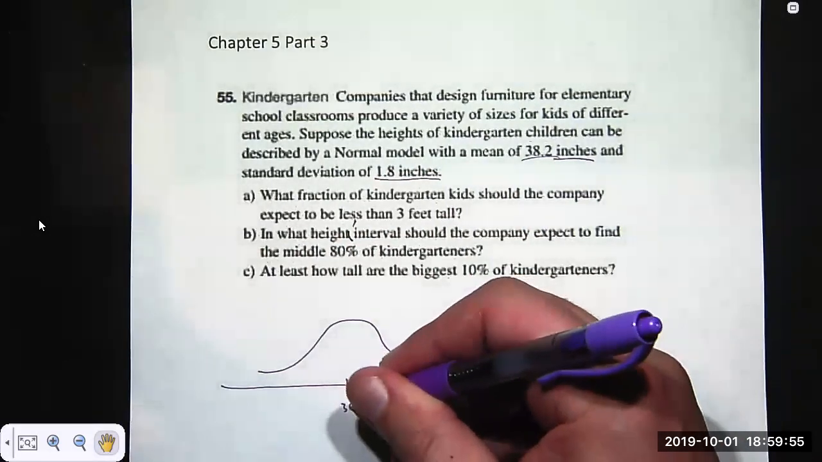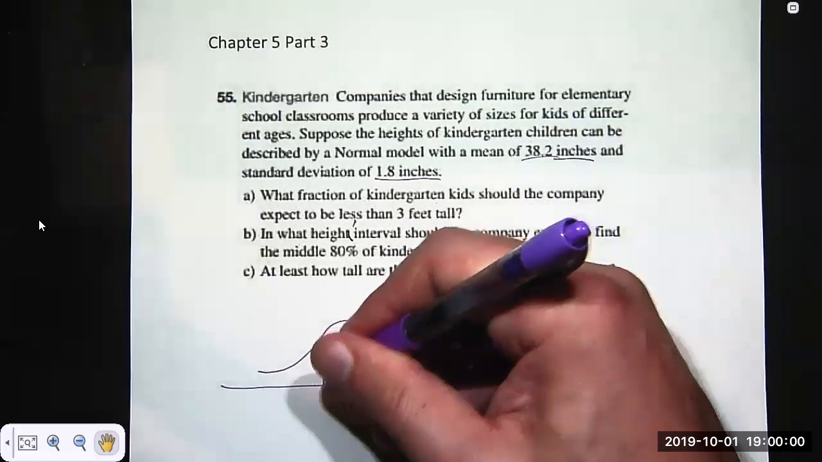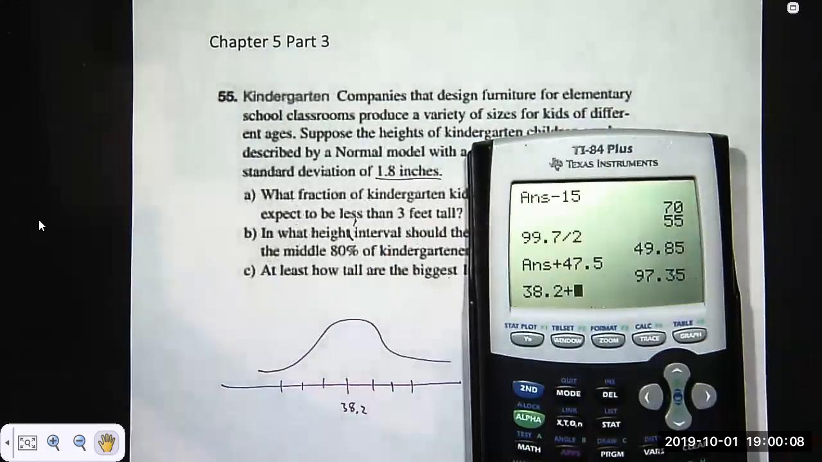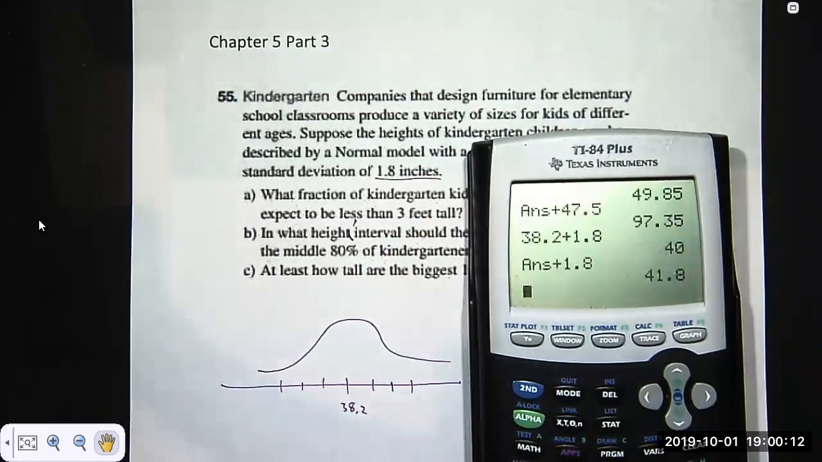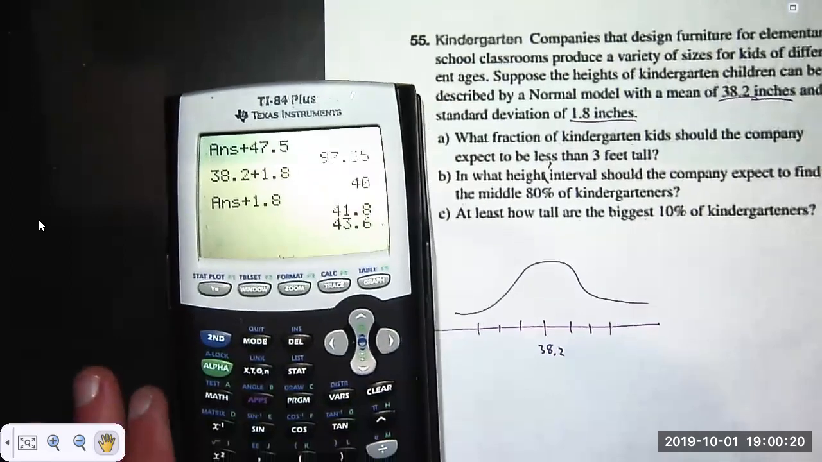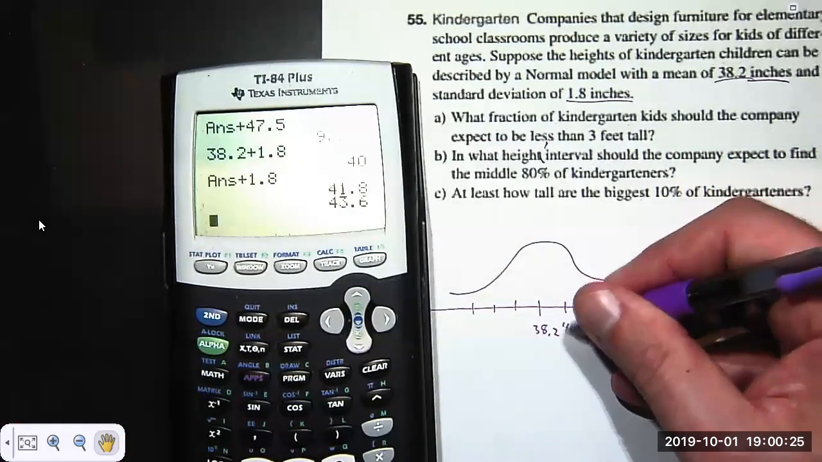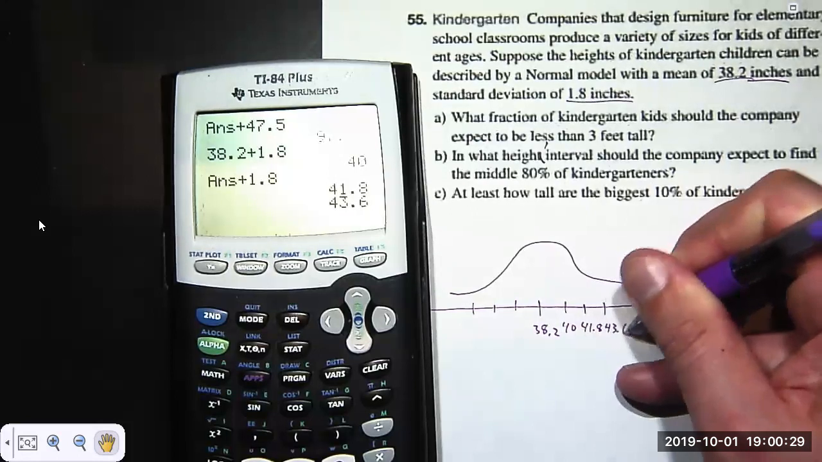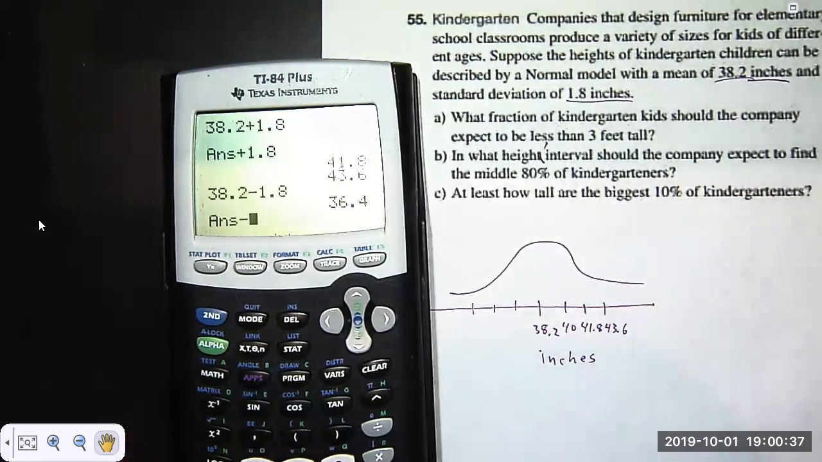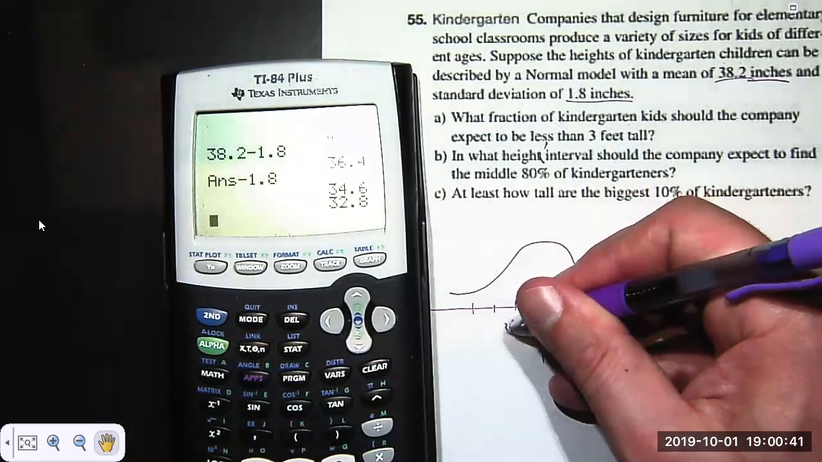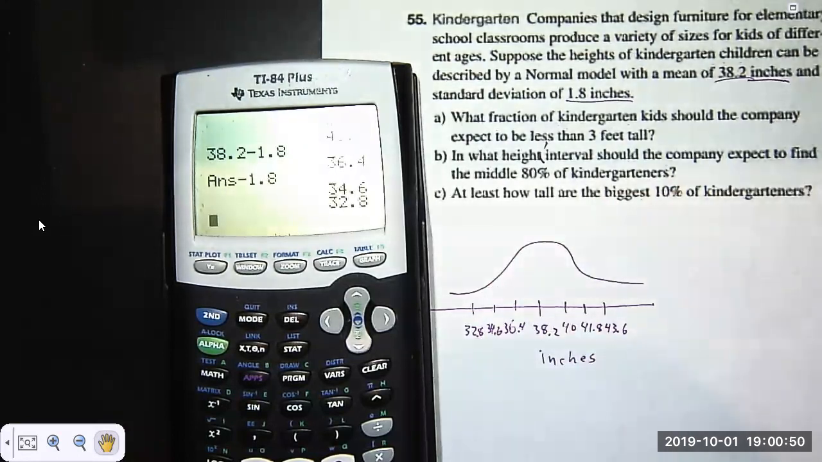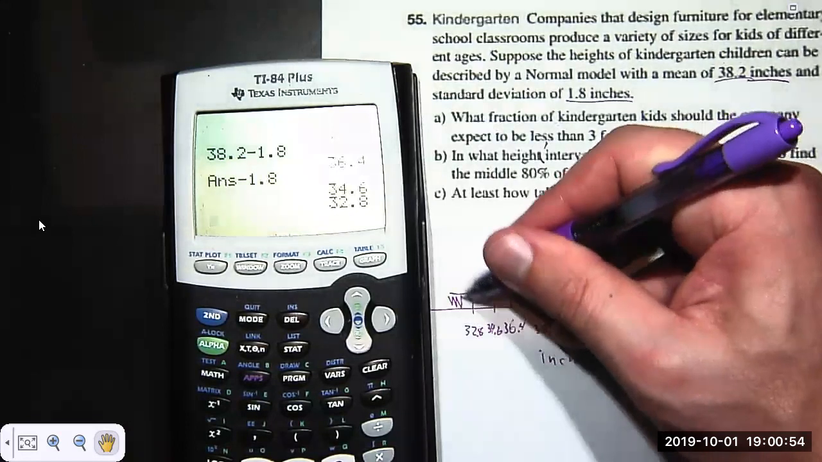So let's just draw. You should always draw a nice little normal model here. And then find what those are. Plus 1.8, plus 1.8. So that is 40, 41.8, 43.6. These are inches. And then the other one, minus 1.8, minus 1.8, and again, 34.6, 32.8. All right, so 36 inches is right about here, and less than means you shade to the left.